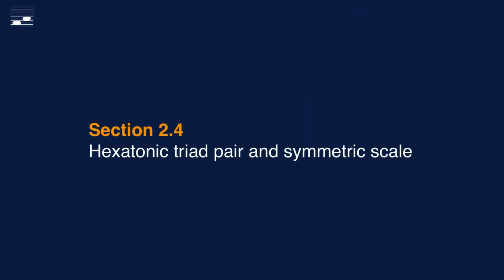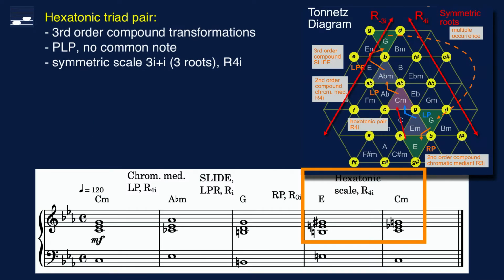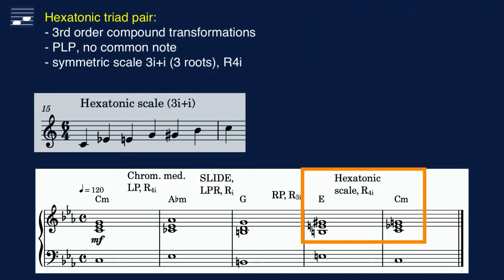And finally, we have the hexatonic triad pair, the Riemannian transformation when connecting E major with C minor. This also is a third-order compound transformation, but without a common note. The root descends by a major third, 4 semitones. The triad combination yields a hexatonic scale with 3 symmetrically distributed roots and interval sequence 3 plus 1 semitones.